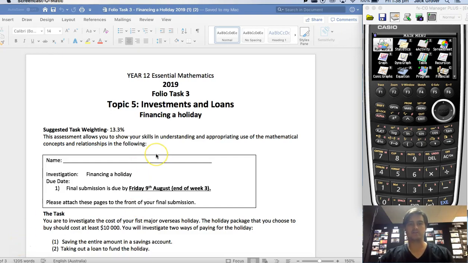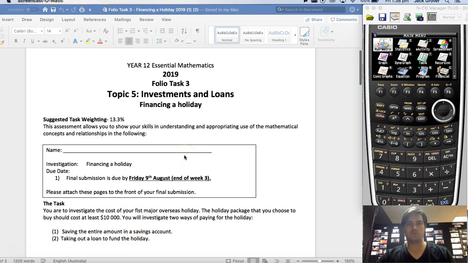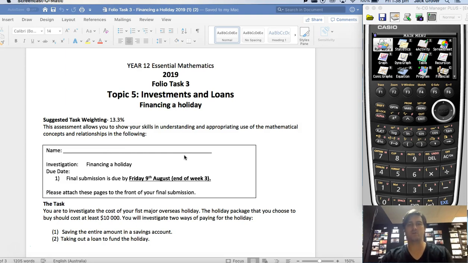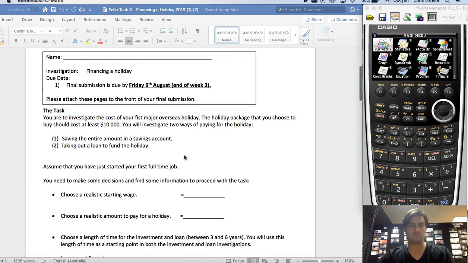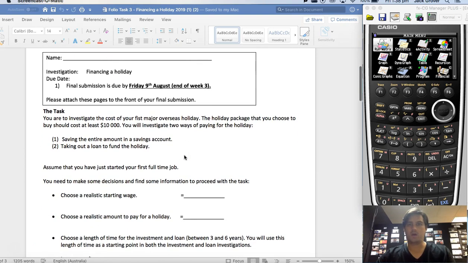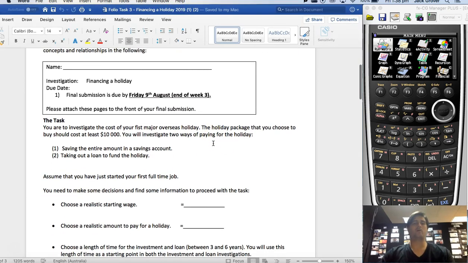Hi guys, just going to do a video for you on how to get started with the investments and loans folio for the essentials course. Okay, so obviously the task looks like this. Hopefully you've all read through that already.